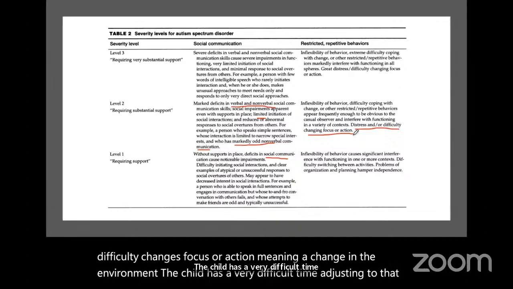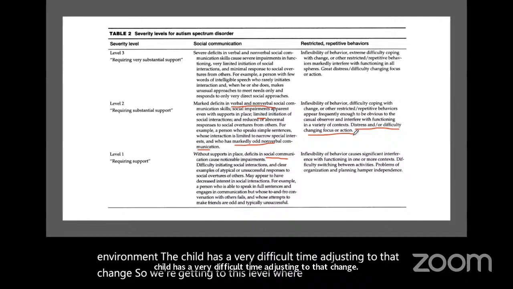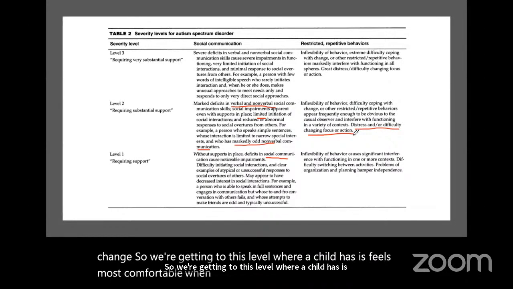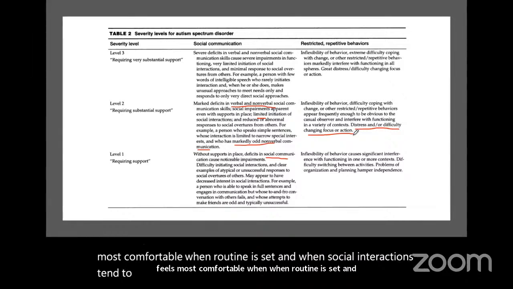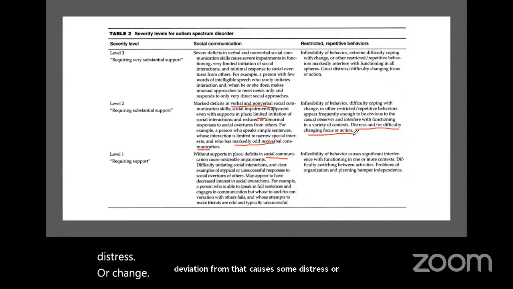So we're getting to this level where a child feels most comfortable when routine is set and when social interactions tend to be the same. And any deviation from that causes some distress or change in the child's action. Okay.